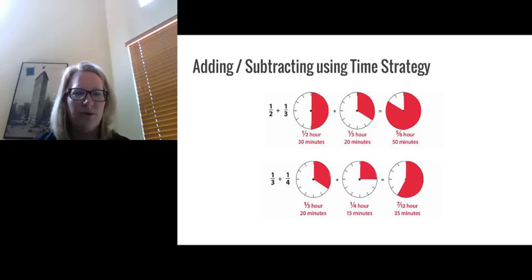1/3 plus 1/4. 1/3 of an hour is 20 minutes. 1/4 is 15. Add those together, you get 35 minutes, which is 7/12 of an hour.